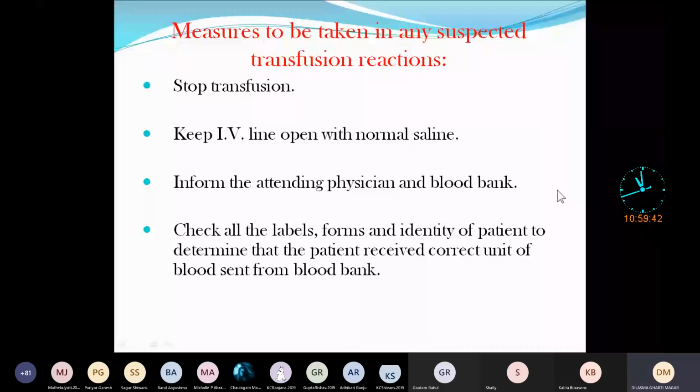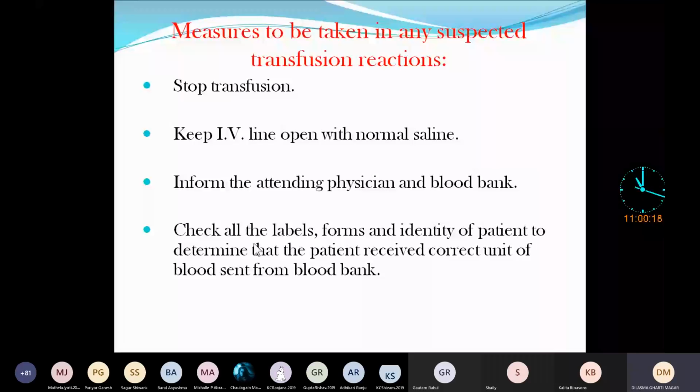So we'll inform the blood bank also, and check all the labels, forms, and identity of the patient to determine that the patient received the correct unit of the blood sent from the blood bank. So here we have to check the label. Last time, a few months back, one patient party had to come for receiving the blood, and then that bag was ready. So the person who had to come 2 hours later came 2 hours earlier.